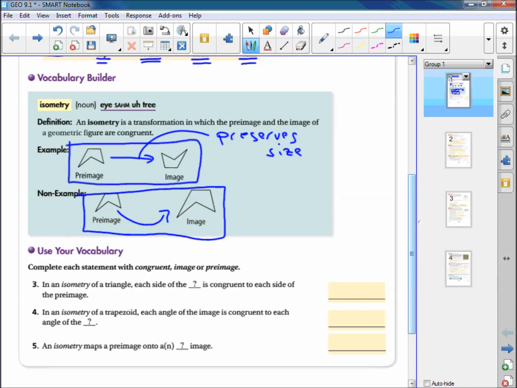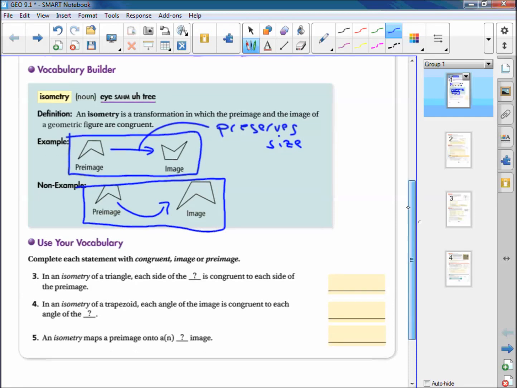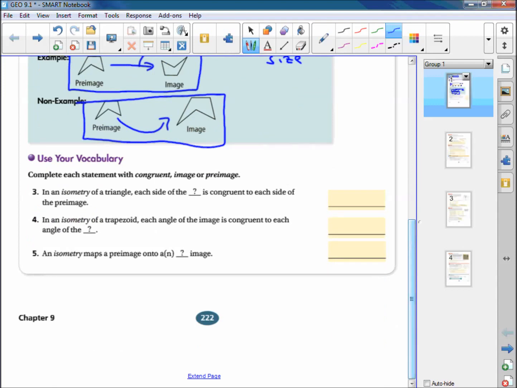All right, use your vocabulary. Complete each statement with congruent, image, or pre-image. In an isometry of a triangle, each side of the image is congruent to each side of the pre-image. So remember, isometry doesn't change the size, so all of the sides are still going to be congruent to each other. In an isometry of a trapezoid, each angle of the image is congruent to each angle of the pre-image.